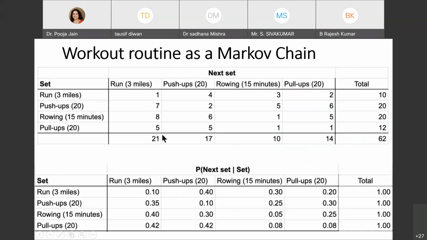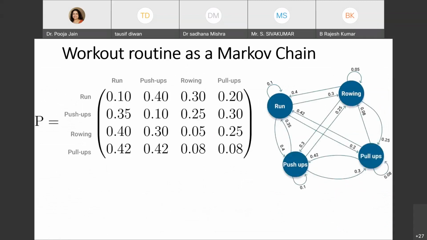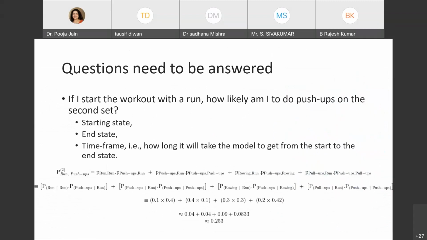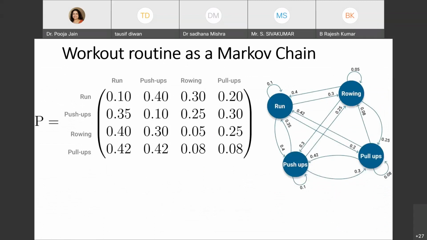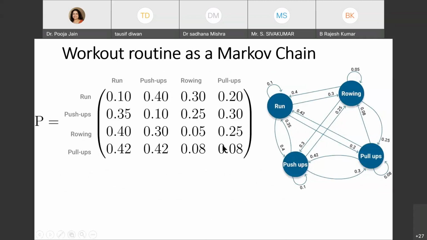So here, see, these kinds of multiplications are taking place. Look at this matrix clearly. The first multiplication: 0.1 is getting multiplied by 0.4. Second multiplication, 0.4 is getting multiplied by 0.1. Third one, 0.3 is getting multiplied by 0.3. Fourth multiplication, 0.2 is getting multiplied by 0.42.